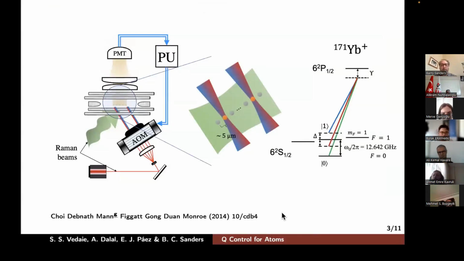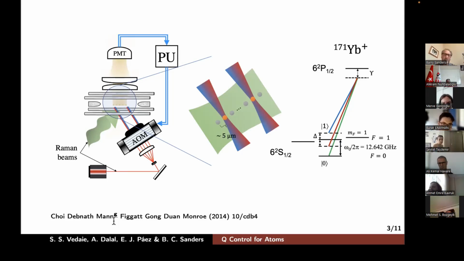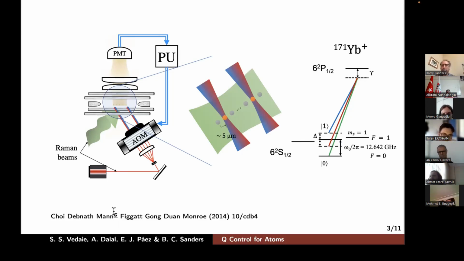Here's a description of the ion trap scheme. This is taken from a paper by Choi, Debnath, Manning. I tend to just do a shorthand where I superscript the G, and for Shen, I just superscript N. So that's a shortcut. I use Figet, Gong, Duan, and Monroe. This is using, as I explained last time, the short DOI.